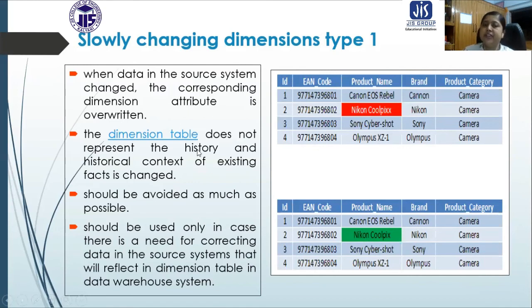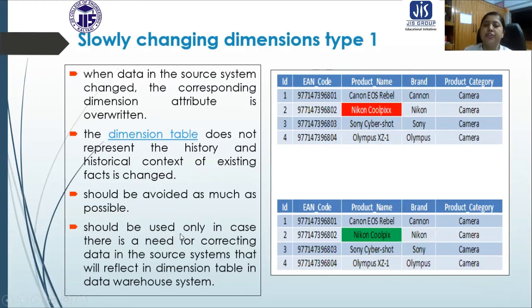So the dimension table does not represent the history. Previously, what was in the dimension table was not going to be recorded or maintained, because the data is overwritten. Okay. So this is basically a historical context of an existing fact being changed. It should be avoided as much as possible, because in a data warehouse, history is very important. But in this case, the history is not maintained.